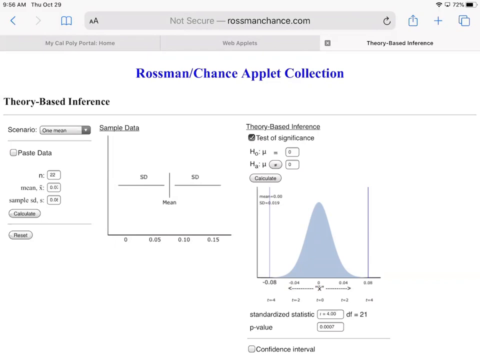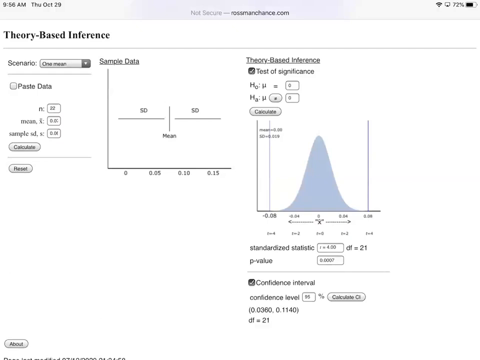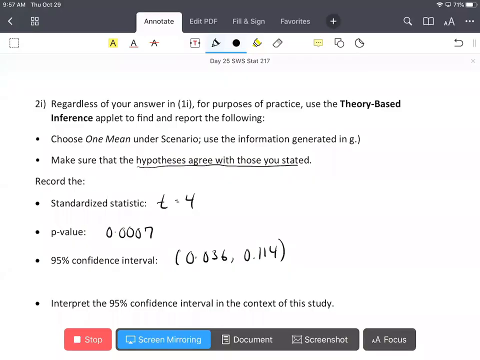The other thing I would like is a confidence interval. The nice thing is now we can do that right here. Click confidence interval. This is where you can change the number for the confidence interval. You could have 95, you could have 90. So I'm going to make a note of these numbers and then go back to the notes. I just wrote those down from the applet.